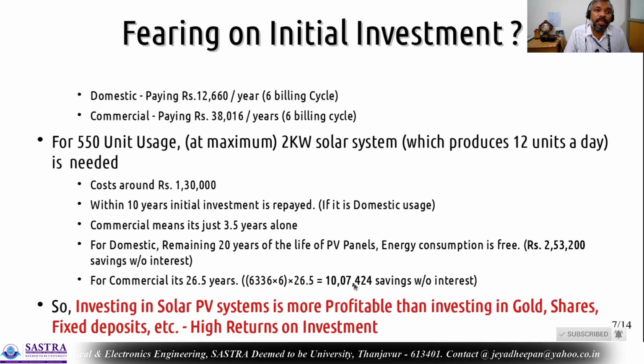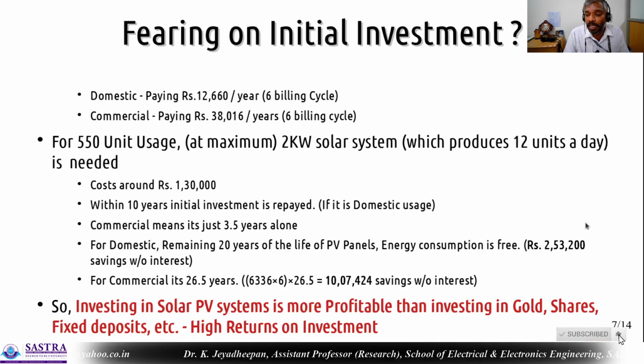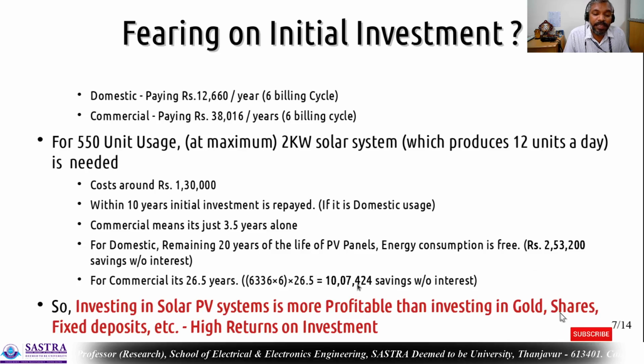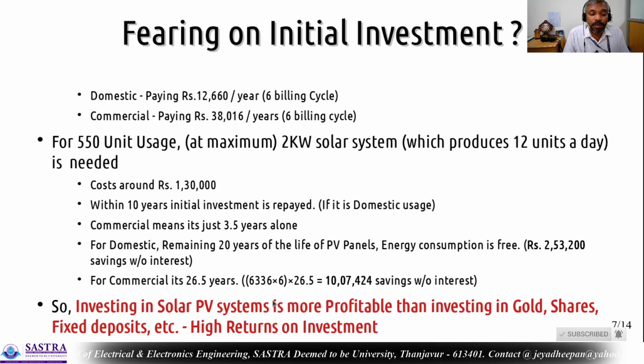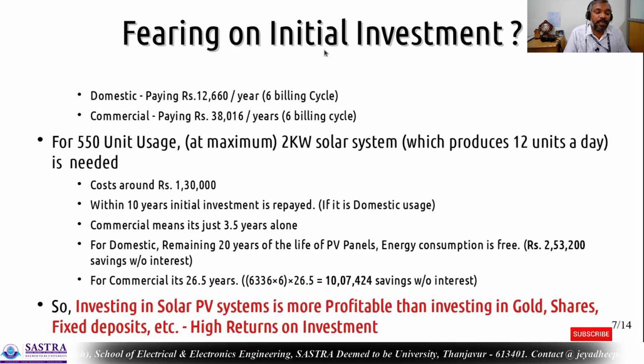Out of this 2,53,000 or the 10,07,000, maybe you will be changing the batteries 2 times, roughly, right? Changing the batteries 2 times means you'll be spending not more than 50,000 rupees. So here you will have 2 lakh rupees in your hand, and there you will have 9,50,000 rupees in your hand. So investing in a solar PV system is more profitable than investing in gold or shares or fixed deposits, etc. Investing in solar energy will give you high returns on the initial investment. I think after seeing this calculation, you don't have the fear of initial investment, right?